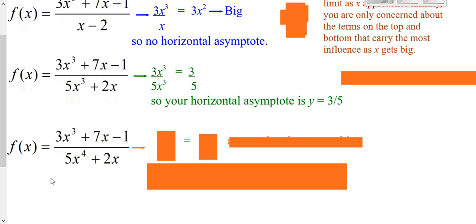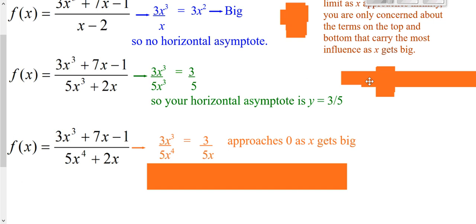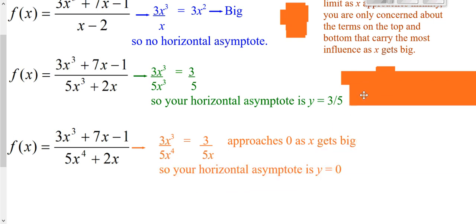Down below here, we do the same thing. Look at most influential over most influential, which is our 3x cubed over our 5x to the fourth. This does simplify down. We still have an x left, so you got to think, okay, if I start plugging in really, really big numbers, it would be 3 over something really big. 3 divided by something really big is close to 0. So we would have a horizontal asymptote of y equals 0.